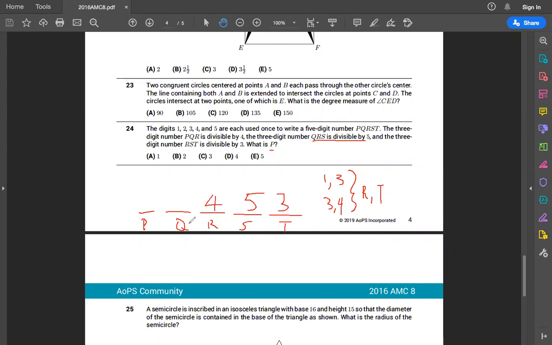So now we're looking at PQR has to be divisible by 4. We have two options, either 1, 2 or 2, 1. If we use 2, 1, 4, it's not divisible by 4, but if we use 1, 2, 4, it is divisible by 4. So that means that this is the correct solution, and 1 is our answer.